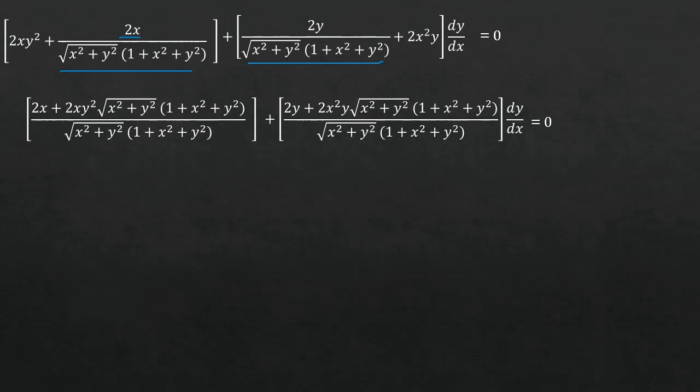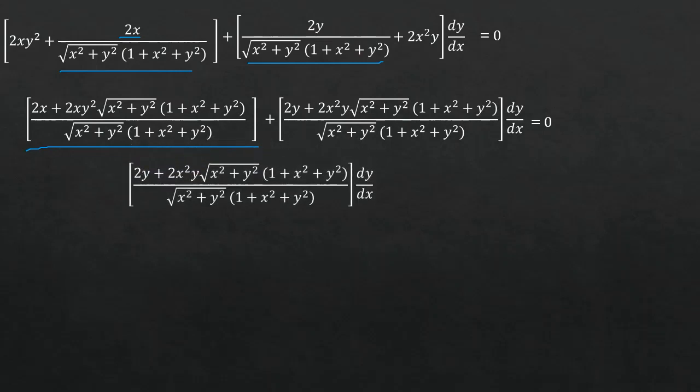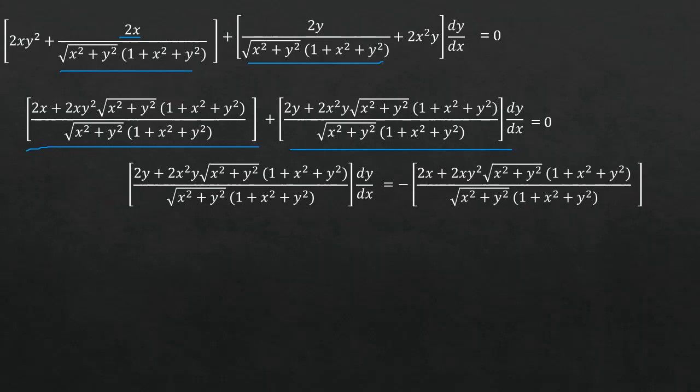Now simply we shift this term not having dy by dx to the other side, so it becomes negative, and this term we write down as it is. So अगर आप चेक करेंगे तो on both sides the denominator is exactly the same, so we can cancel the denominator, and in the next step we can write dy by dx is equal to this numerator divided by this numerator.